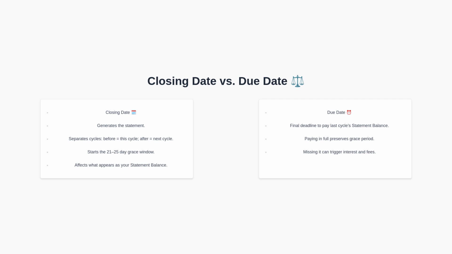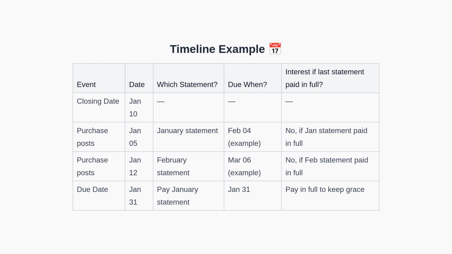Next, let's compare the two dates directly. The closing date generates the statement, marks the end of the cycle, determines what is included in the statement balance, and also starts the clock for the grace period, typically 21 to 25 days. The due date is the final deadline to pay that statement balance. Paying it in full preserves your grace period. Missing it can lead to interest and possibly late fees. Thinking of the closing date as the meter reading and the due date as the payment deadline is a helpful mental model. To make this concrete, consider an example.